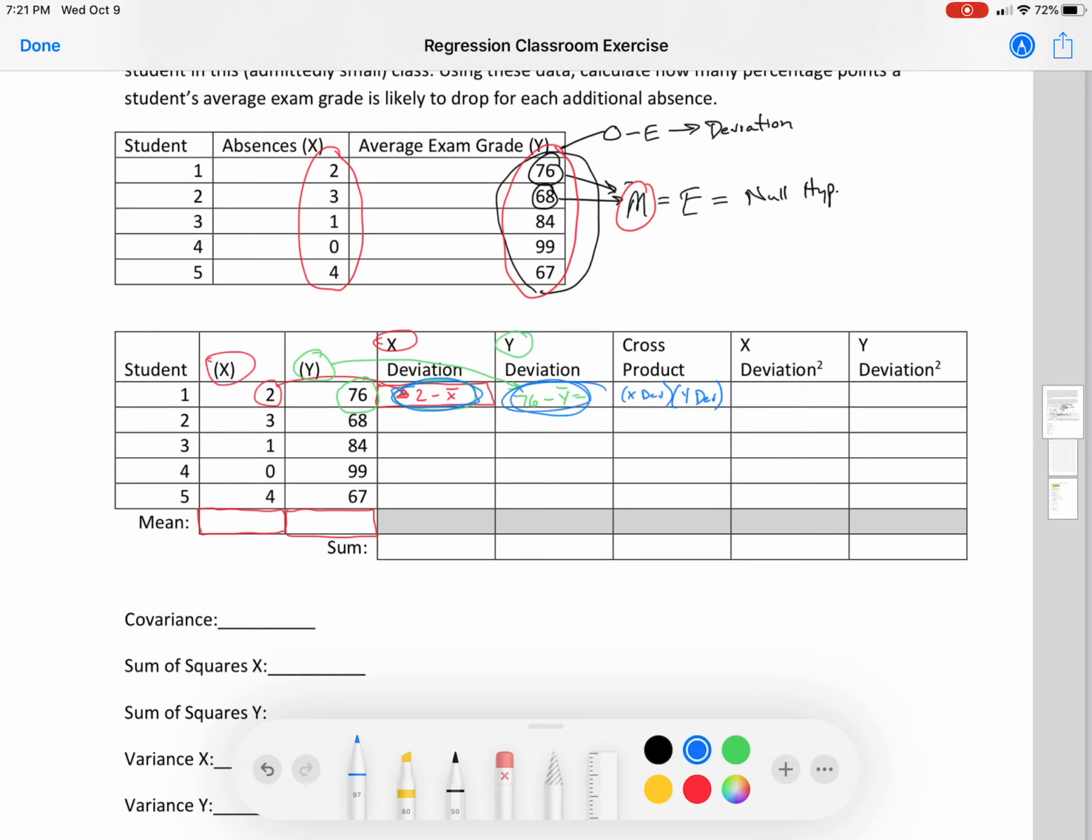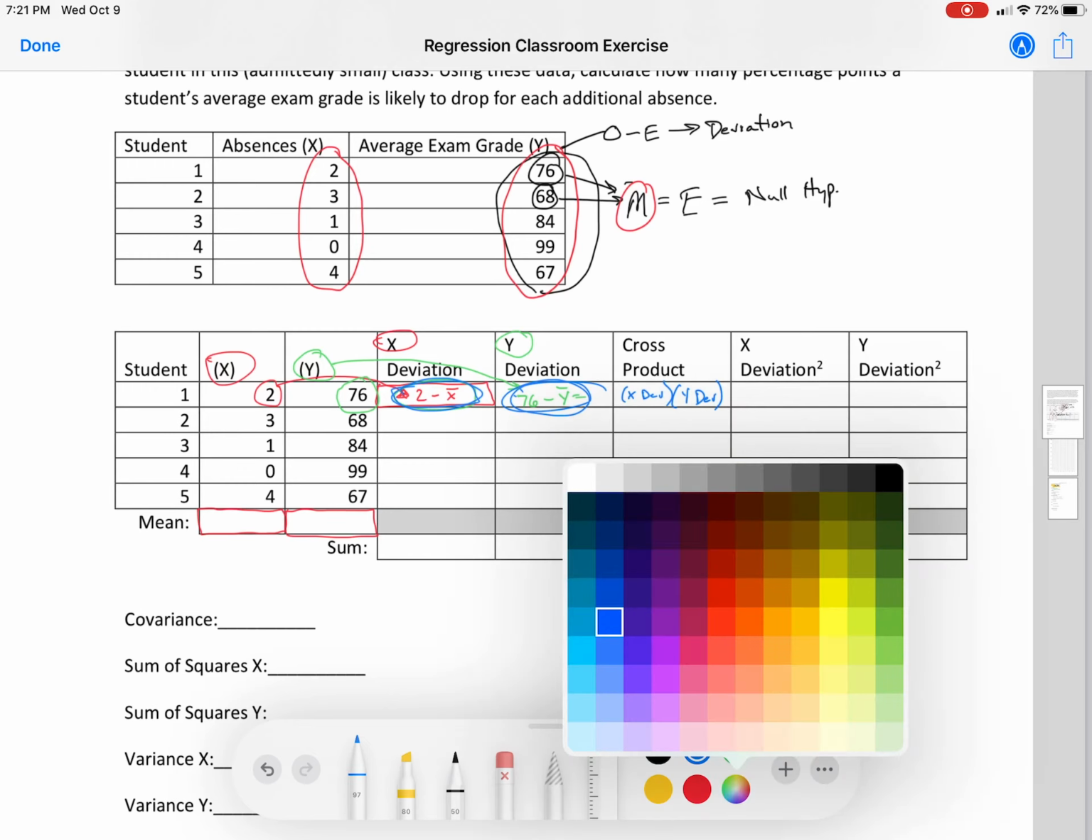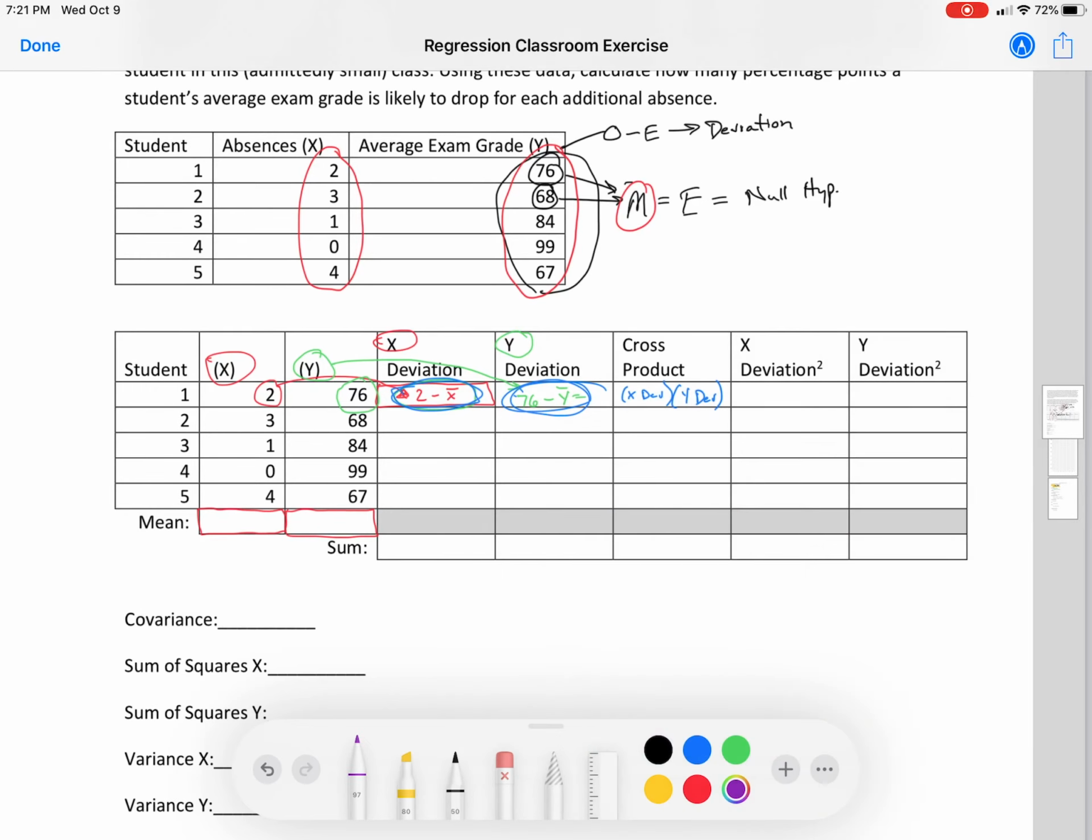Okay, now we can move over, and I'll do purple. For the deviation squared, all I'm going to do is take my squared value and put it over here. So here this would be 2 minus the mean of x, squared. And for the y deviation, we're going to do something very similar. Here we'll take this y deviation and square it over there. Those are all the basic, simple calculations you need to do.